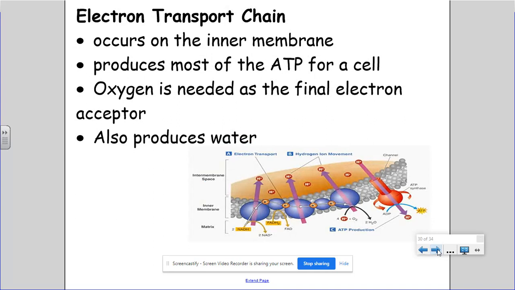The electron transport chain, this is where most of the ATP is made for the cell. It occurs on the inner membrane of the mitochondria that was called the cristae. This is the reason why we need oxygen. When you go through the electron transport chain, the electrons have to end up somewhere. Oxygen is the final electron acceptor that will, when it combines with the electron, produce water. Without oxygen, there is no final electron acceptor, and ATP cannot be made.